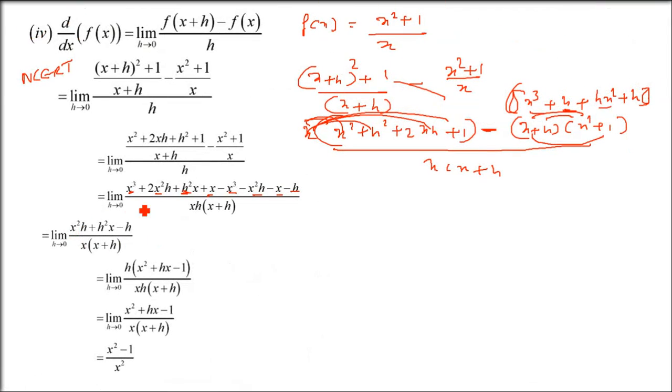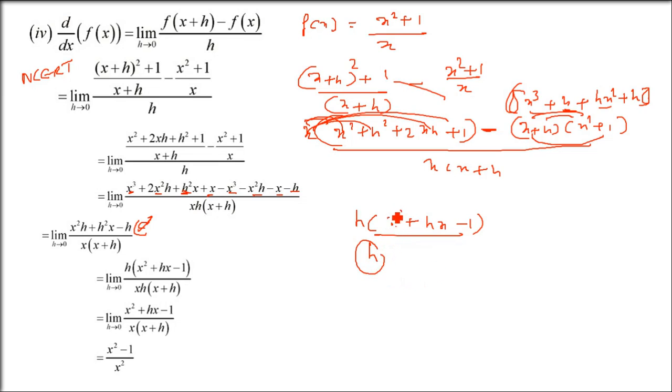And as I said, h was already there. I use h always later. So now I am taking h common from here. It will be x square plus hx minus 1, and h was already there. When we apply the first principle, always h will be the denominator. So here h in the denominator.